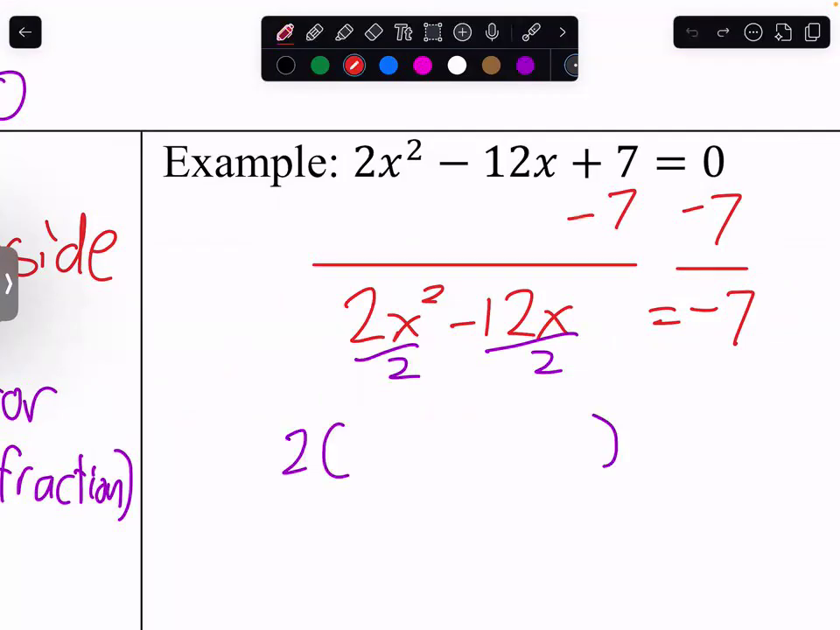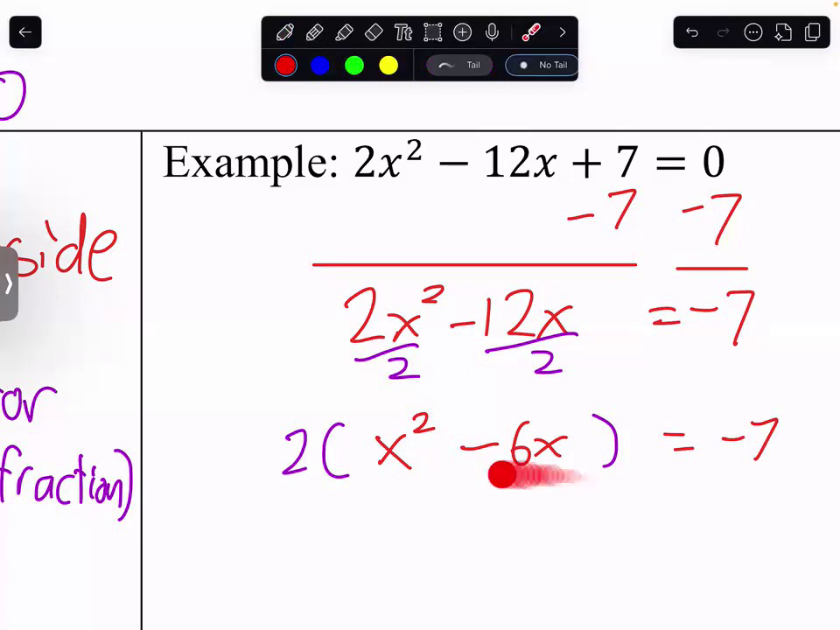2x squared divided by 2 is now just x squared. Negative 12x divided by 2 is negative 6x. We do not divide the other side because we are factoring, not dividing. That was the reason we moved the negative 7 over earlier, so that we don't have to divide it by 2. When you factor, you only change one side, not both sides.